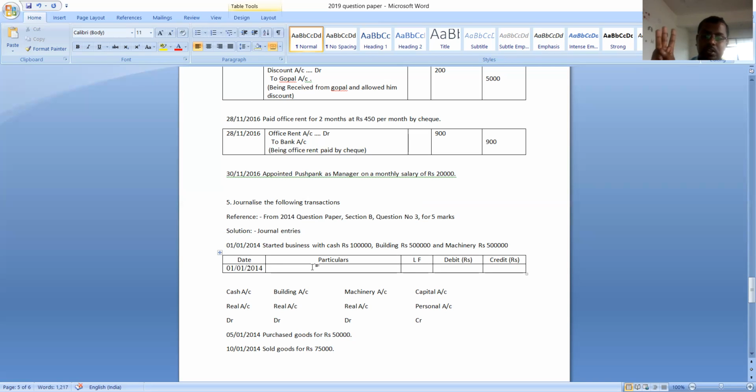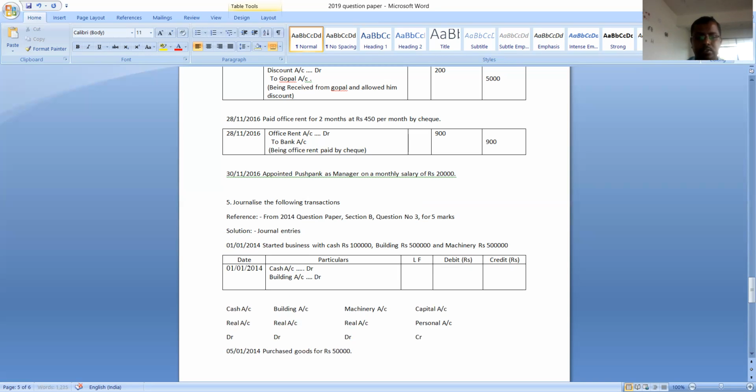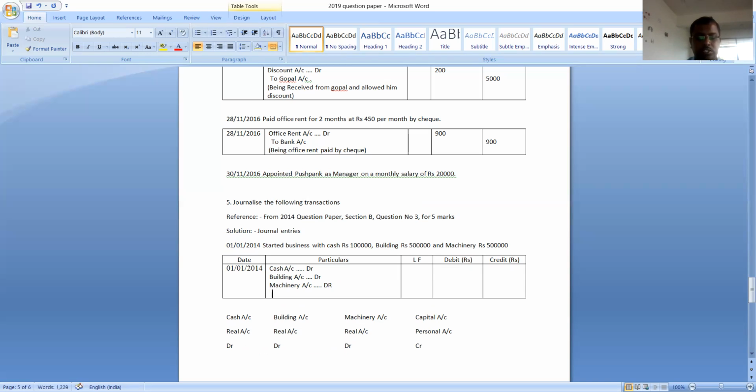It is a compound entry, where three accounts are debited and one account is credited. So which account should be debited? Cash account should be debited. So cash account debit. The next one is building account debit. The next one is machinery account debit. To which account? To capital account.